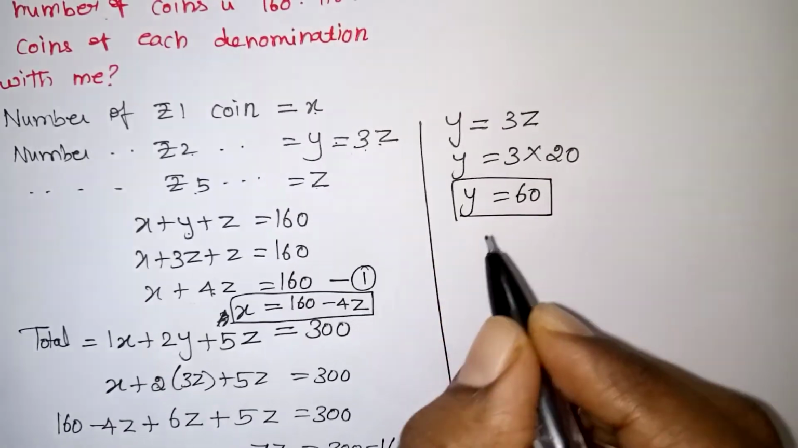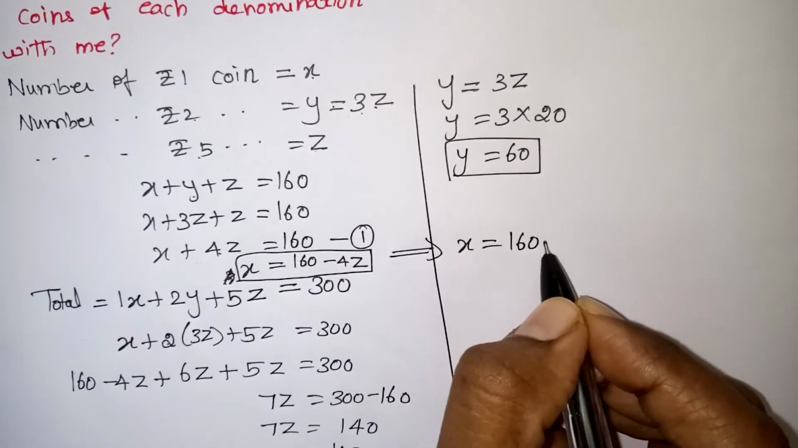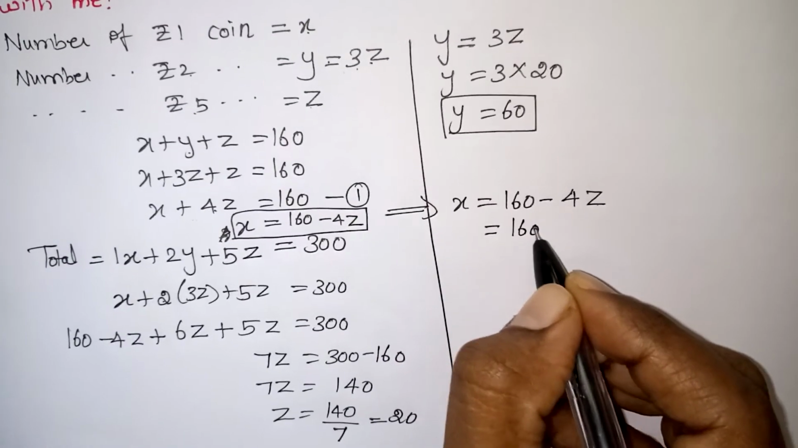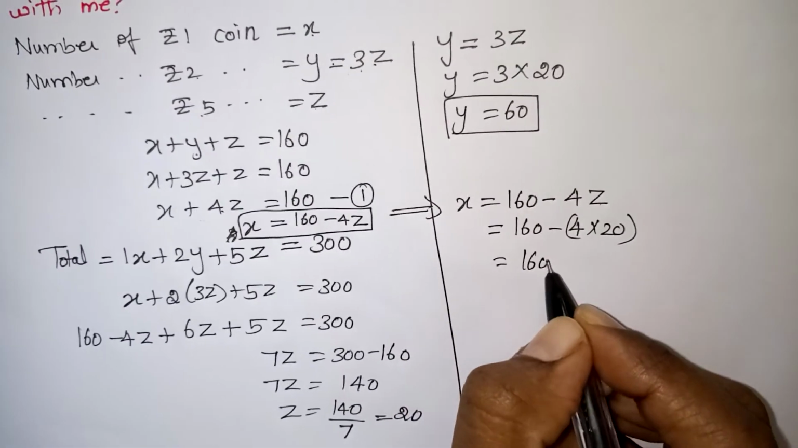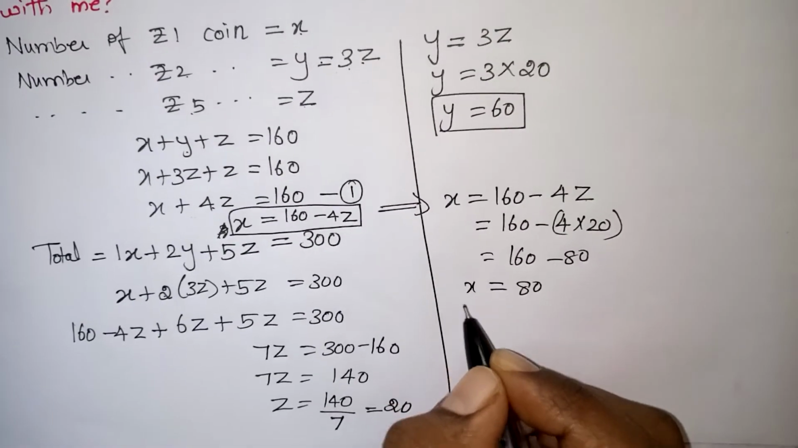Now I should find the x value. The x value I can substitute here. So x is equal to 160 minus 4z. In place of z again I can substitute 20. So 4 into 20 you should write. That is 160 minus 80. 160 minus 80 is 80. So x is equal to 80.